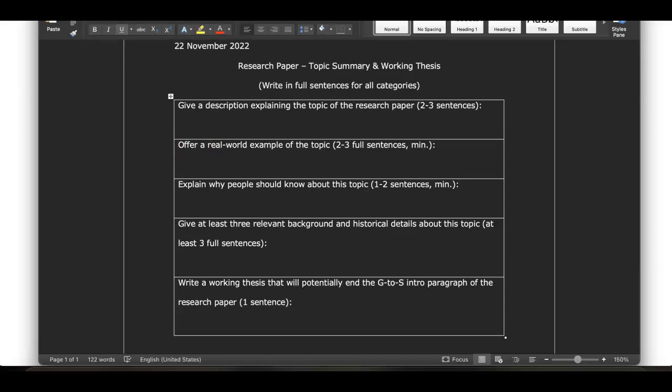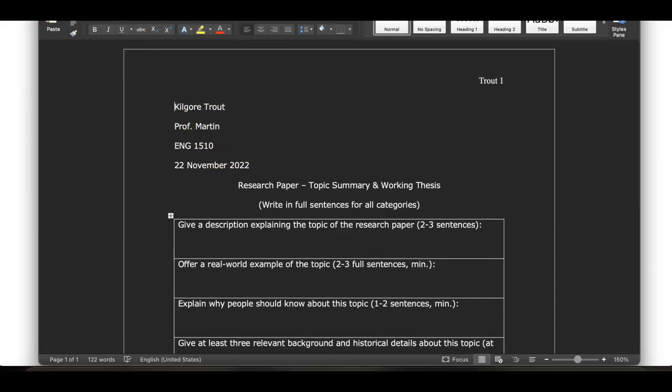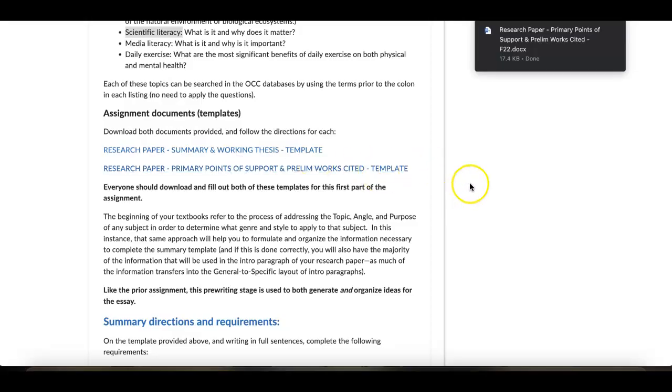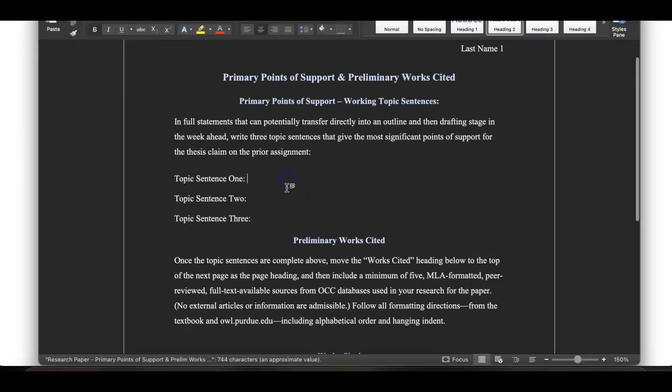Now, this is going to be your overall details of the topic itself, leading with the working thesis. Most of you won't have to change that working thesis at any time in the future, but we'll know once we review those in total. And then the primary points of support, again, we're looking at what will become the topic sentences, potentially, of body paragraphs. I have 3 listed here.